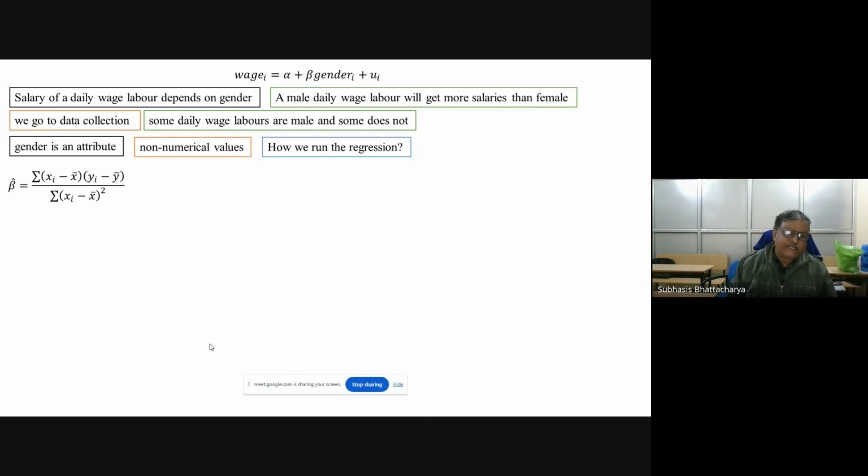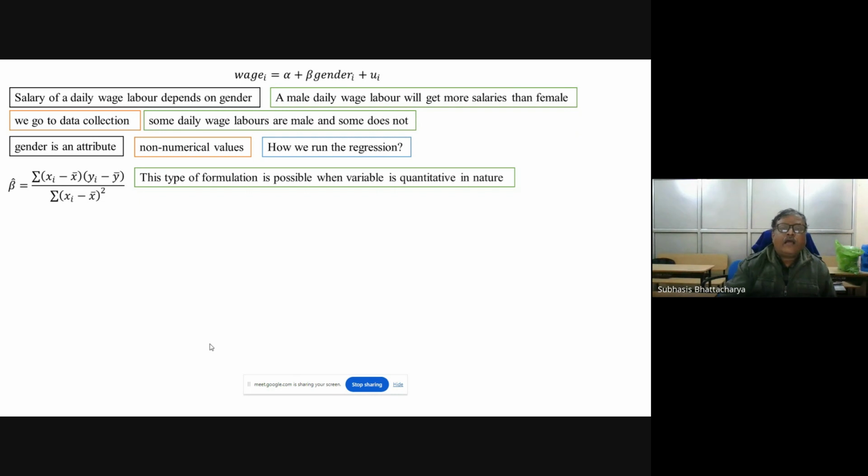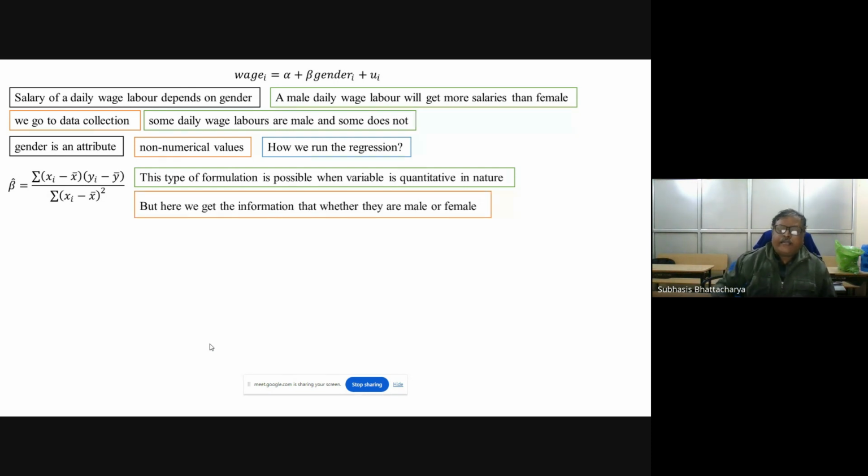How do we estimate our slope parameter, beta hat? Such a formulation is possible only when the variable is quantitative in nature. So what is the remedy? We get the information as male and female, so we derive the equation this way: wage is equal to alpha plus beta Di plus error term.